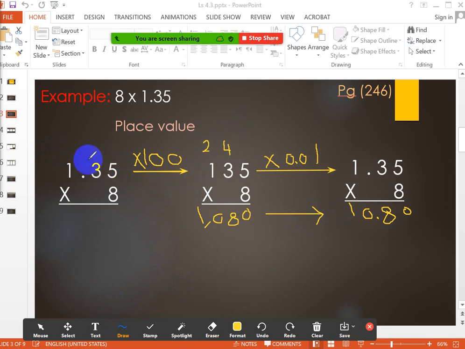Also, I can multiply by using regrouping. And I will teach you now an easiest way to find the answer, very easy.